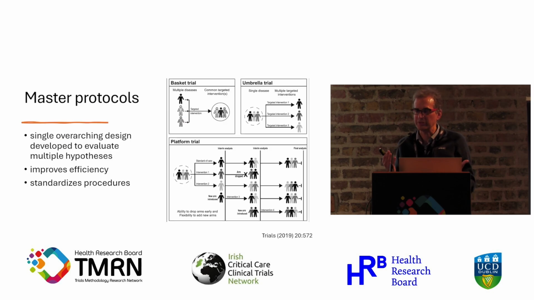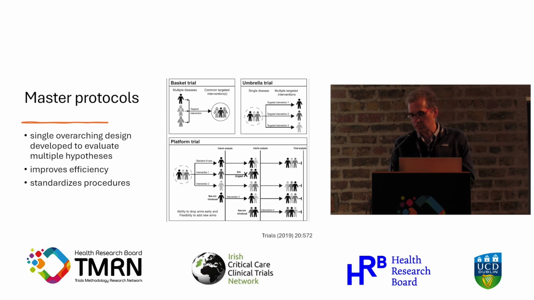In a platform trial, you need to have a master protocol. This is shown on the bottom right of the screen here, where we've got a population, and we've got a standard of care, and then maybe a couple of interventions, and we go through some interim analyses, and we drop some arms that don't seem to be working, and at the final analysis, we're able to say something about the remaining interventions in the trial.